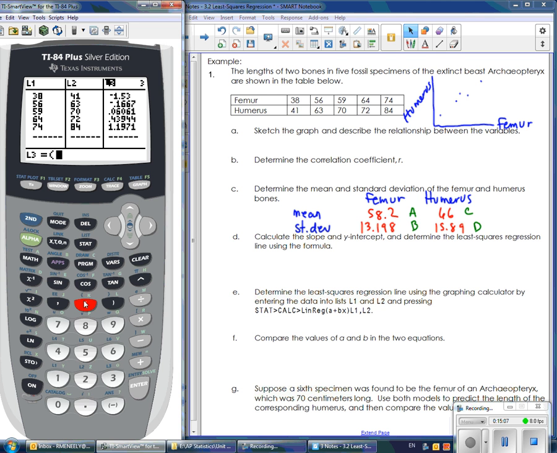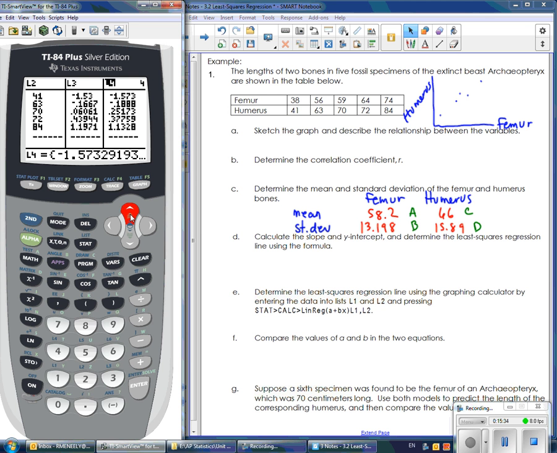So all my X's are in list 1, and I'm going to subtract the mean. So you can either use the letter A or actually just enter in 58.2. I don't need to worry about rounding there because that was exact. And then I want to divide by the standard deviation. So instead of rounding that value, this is where I'm actually going to use the value that I stored in letter B. Okay, so those are all my standardized values for X.